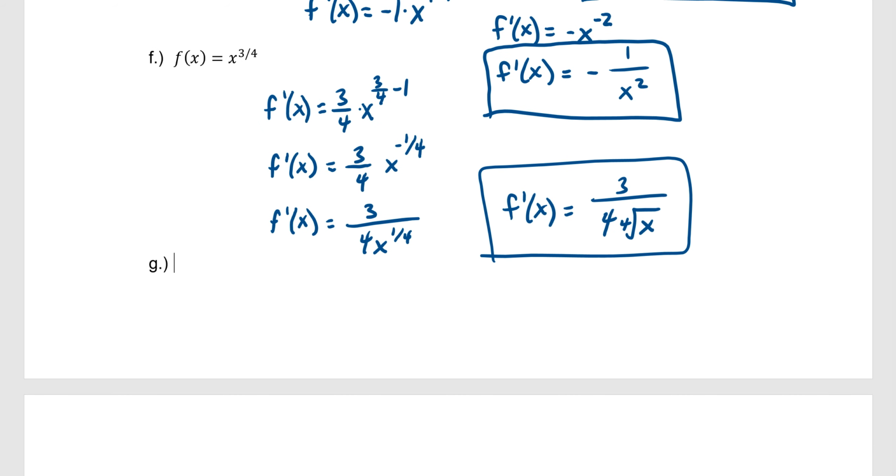There we go. Last one, f of x equals 2x to the 5th. And we have f prime of x equals, we're going to multiply the 5 out front, subtract 1 from the exponent, and that will give us the derivative is 10x to the 4th.